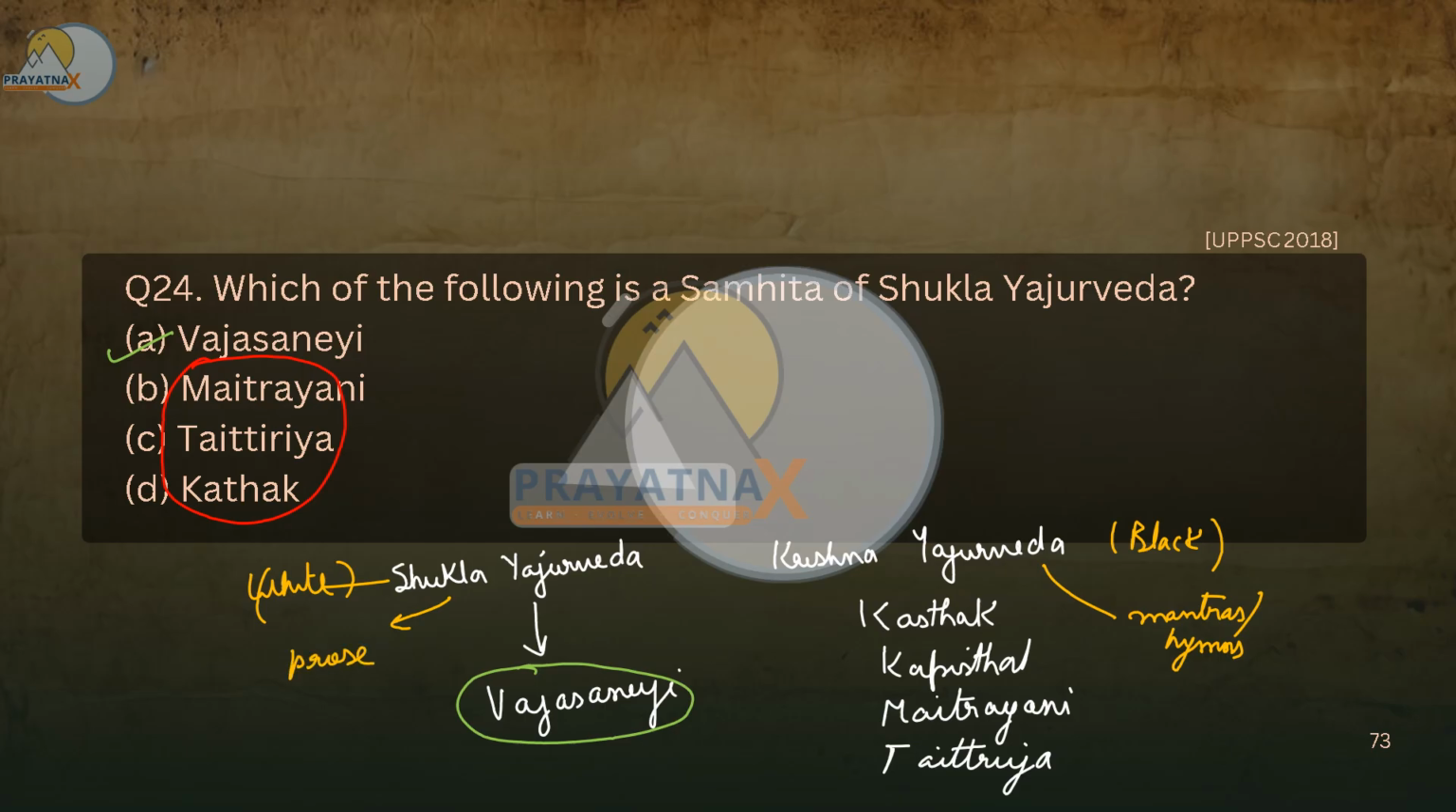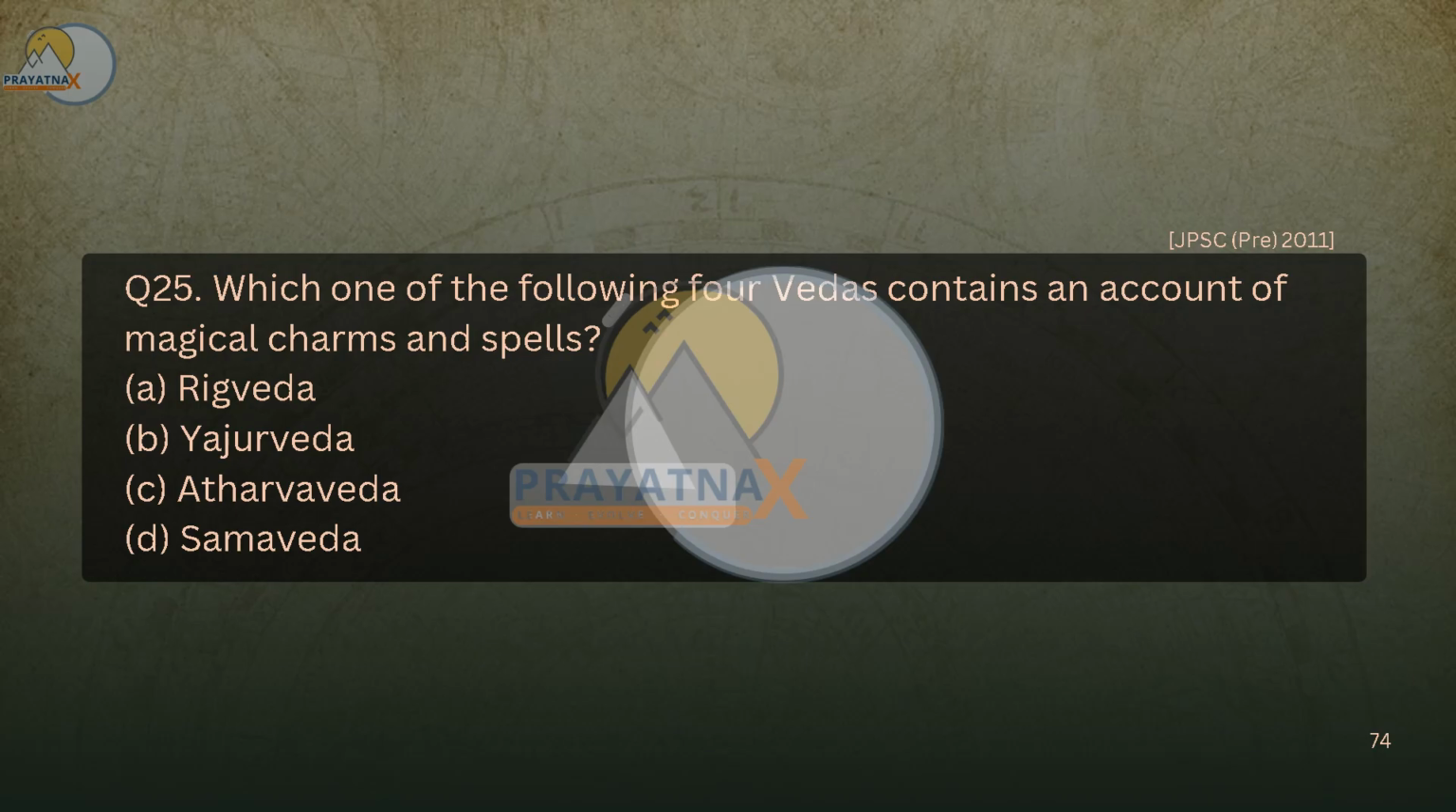Moving on to the next question. Which one of the following four Vedas contains an account of magical charms and spells? I hope you are able to recall this. Atharvaveda is the correct option for this since it deals with the magical charms and spells which are used to ward off evil spirits and cure diseases. So Atharvaveda is the correct option. Moving on to the next question.